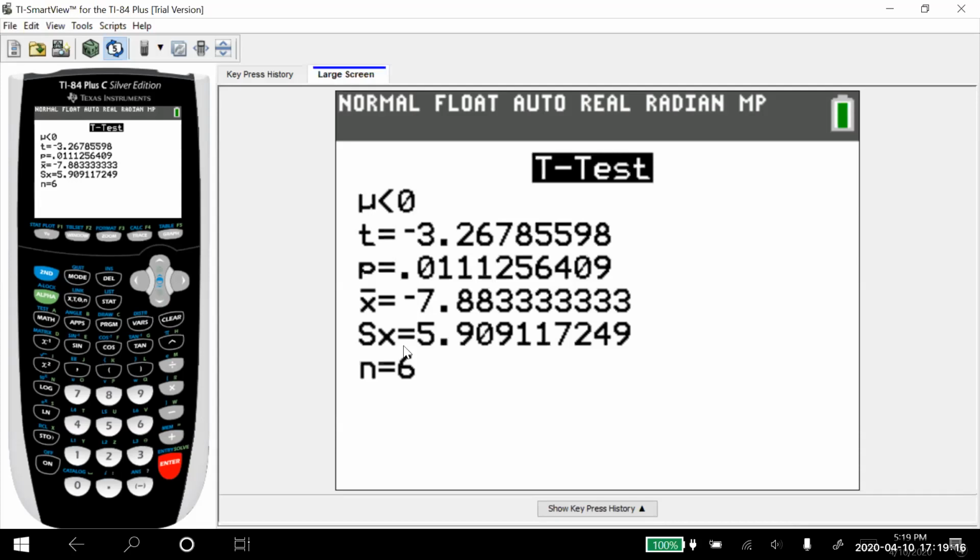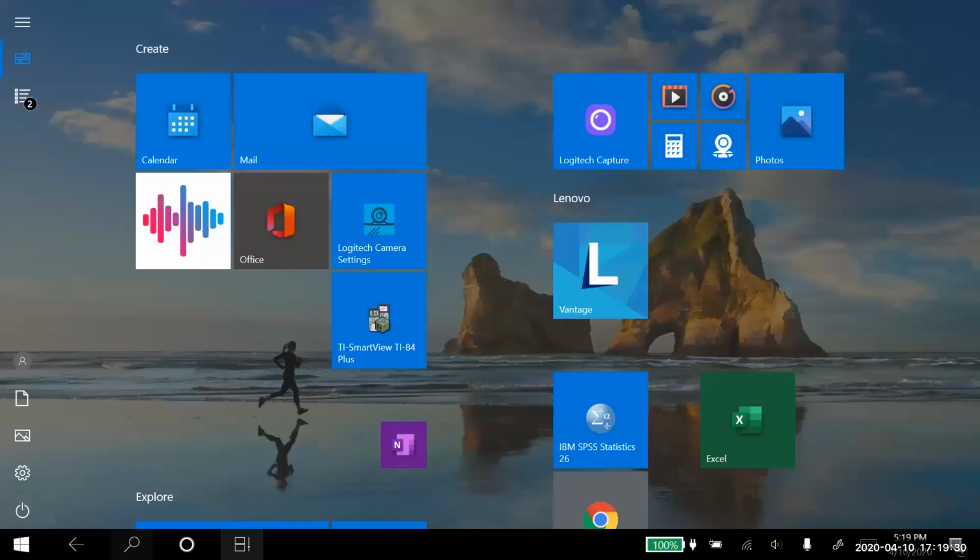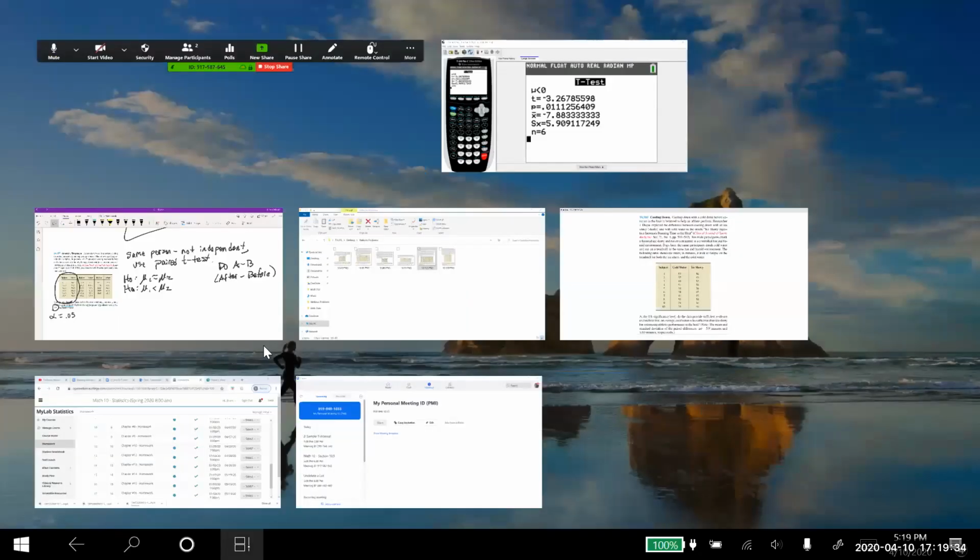All right, so let's go back. Let's stop that share. Well, that's not the screen I wanted. So share screen. Oh, we just need to select that. So there's my sheet. So now we can write things down.